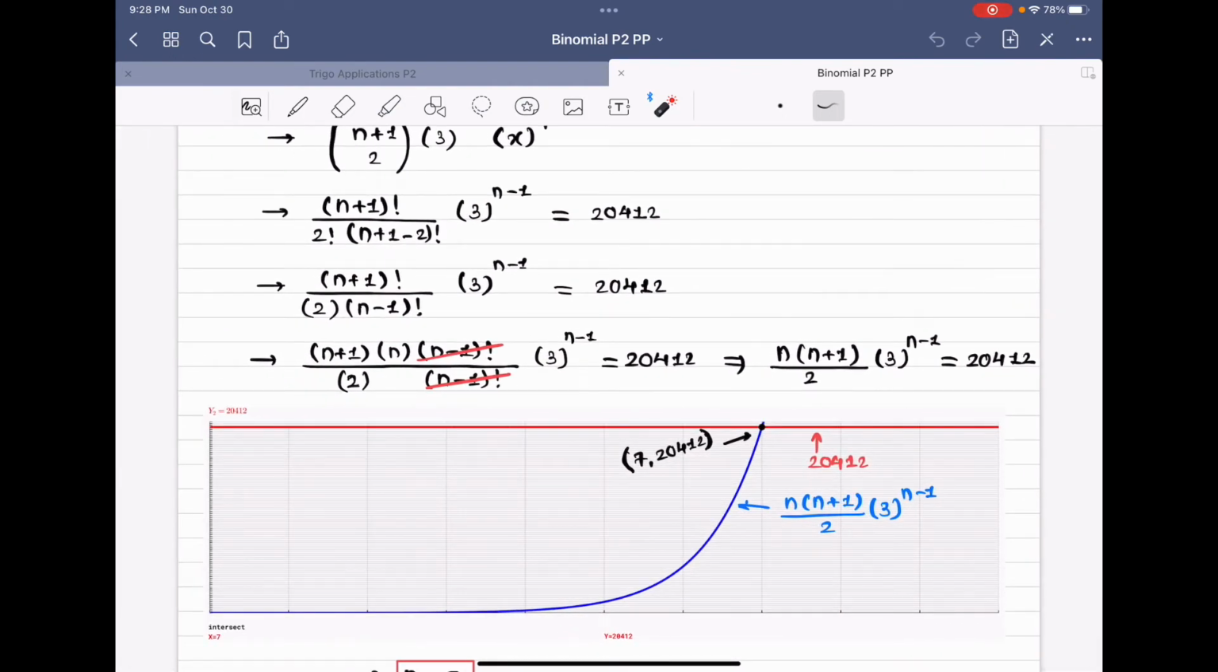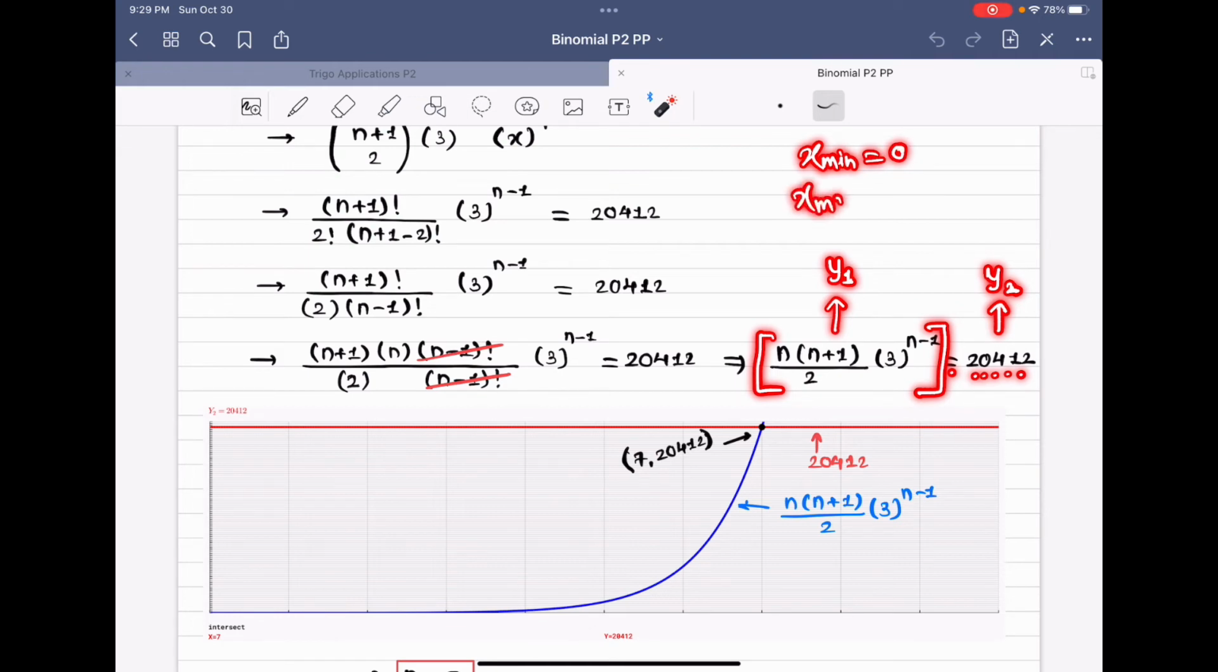So what you will do, you use your GDC, type this full thing on the left hand side of equal to in y1 of the graph. Type this 204,12 in y2 of the graph. Plot the graph. Now understand, this is a binomial expansion problem. Your n cannot be negative. n is your x, so your x minimum has to be 0. X maximum, we don't know, so let's consider maximum is 10. Y minimum has to be 0 because we don't see a negative value over here.